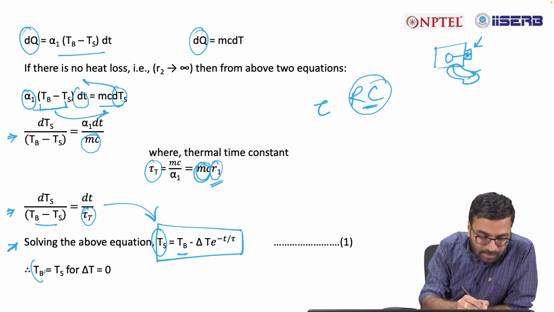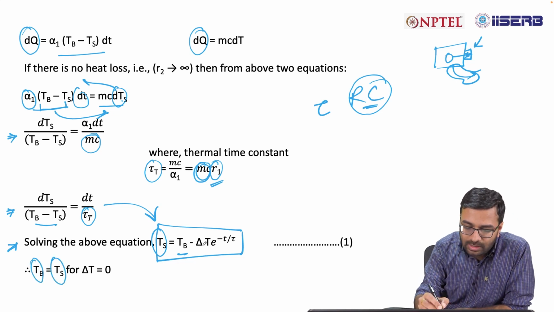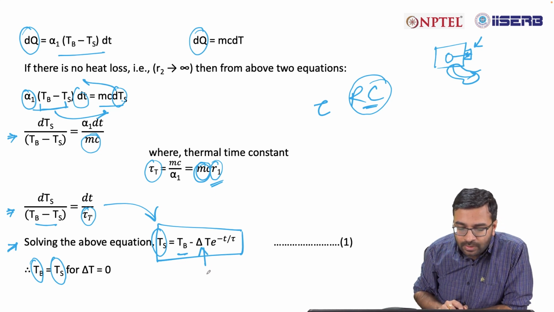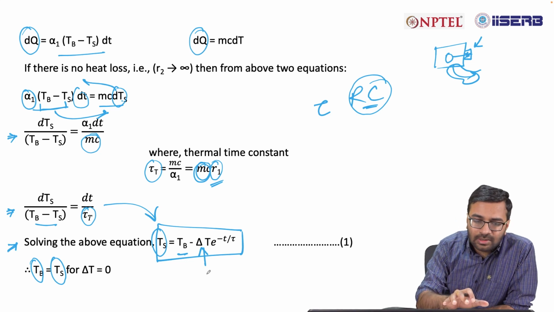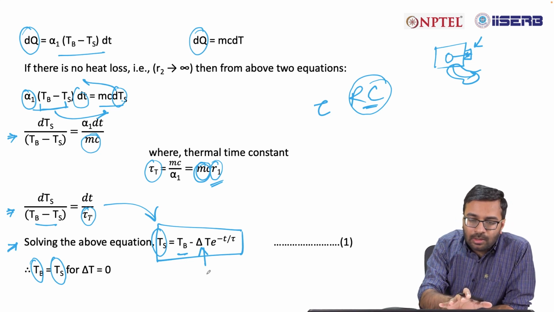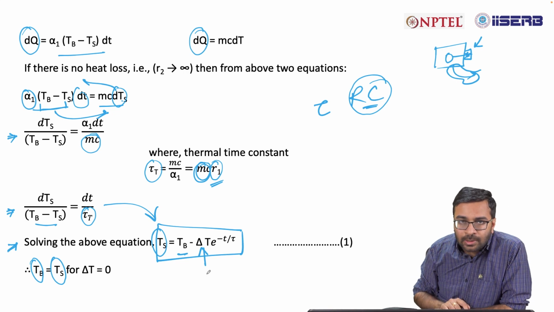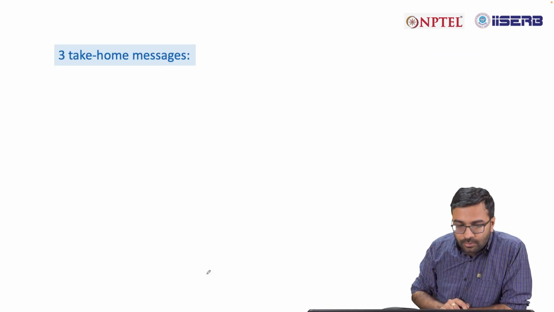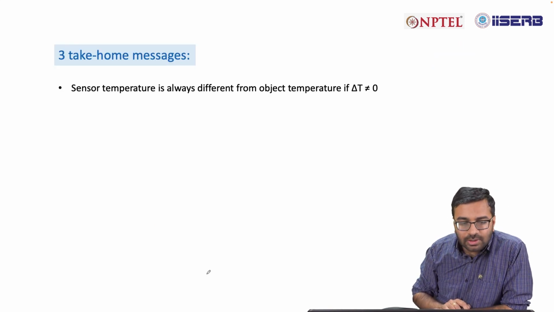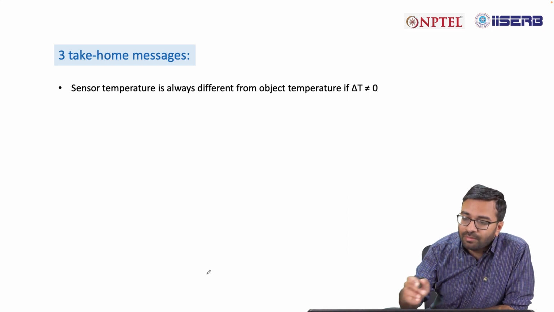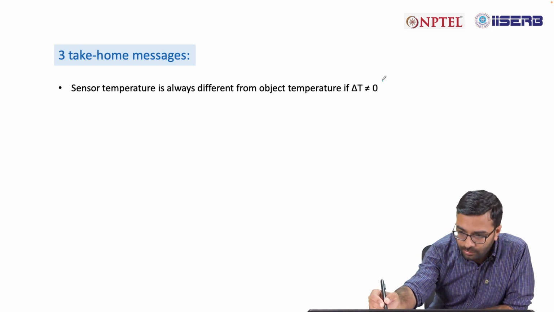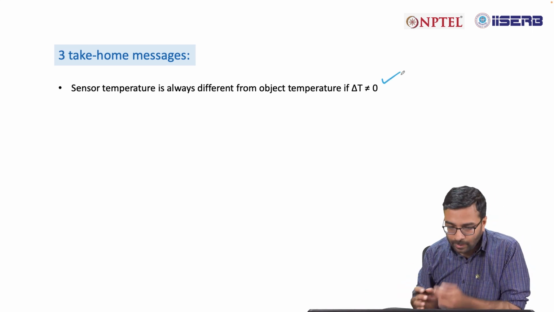Therefore, Tb is equal to Ts if your delta T is equal to 0. If your delta T is not equal to 0, then Ts will never reach Tb. So this is the dynamic condition associated with thermal sensing. So there are three take home messages. The first one is that sensor temperature is always different from the object temperature if your delta T is not equal to 0, which we already have seen.